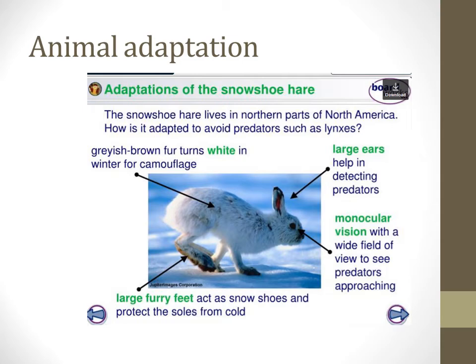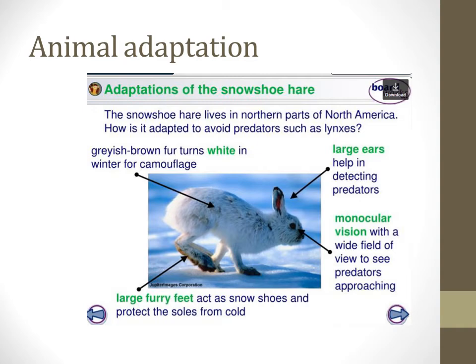So here, look at the features that are highlighted here. These are the animal adaptations of snowshoe hare living in North America. All of you know, the grayish brown fur turns to white. Why? We all know because it's called camouflage. He has to hide in the snow. If it's brown in color, he can be easily spotted by other animals and could be killed.